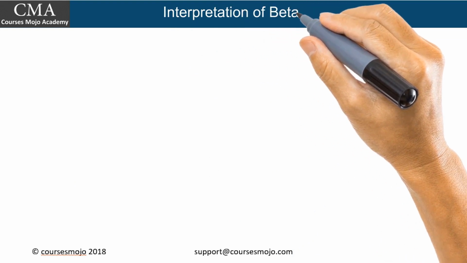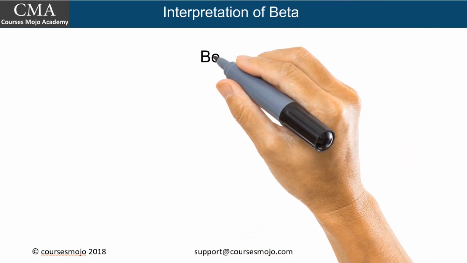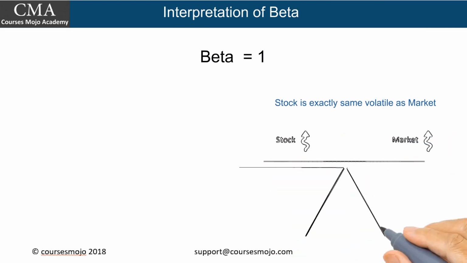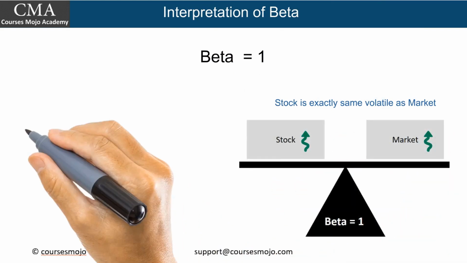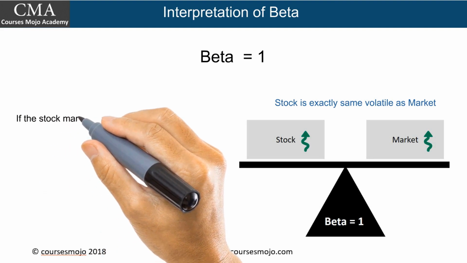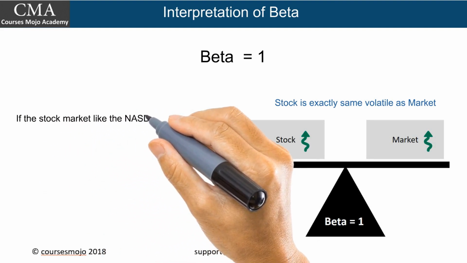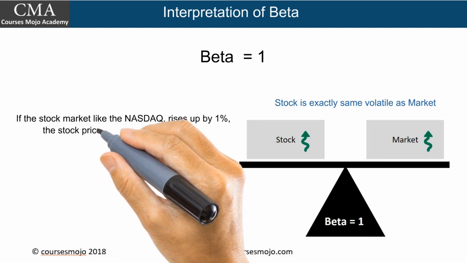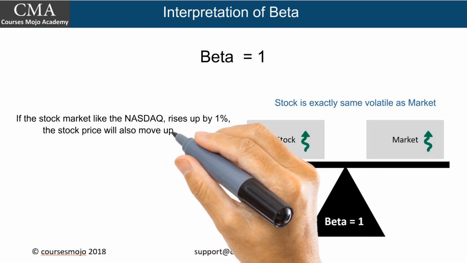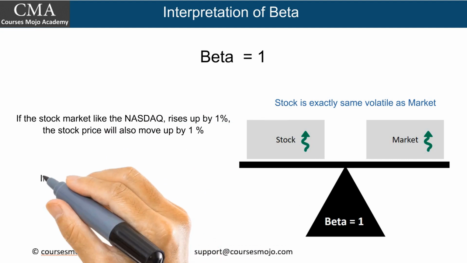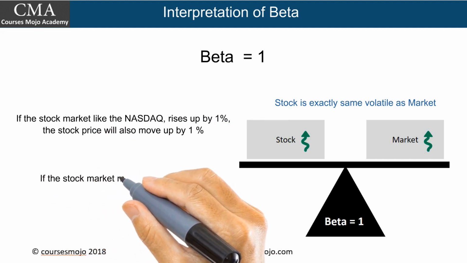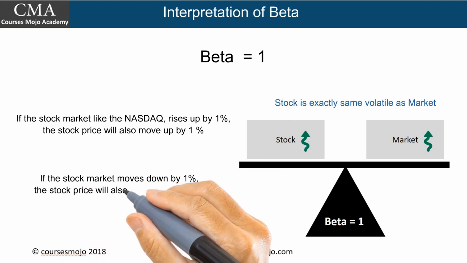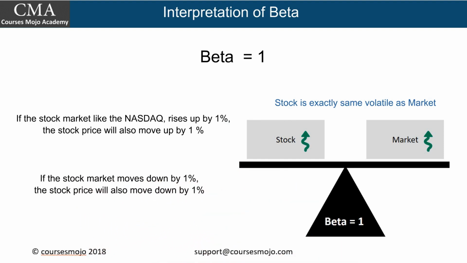Let's interpret beta based on its value. Stock beta equal to 1 means stock is exactly as volatile as the market. That is, if the stock market, like the Nasdaq, which represents the market, rises up by 1%, the stock price will also move up by 1%. If the stock market moves down by 1%, the stock price will also move down by 1%.